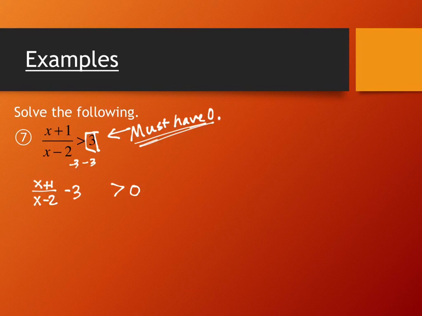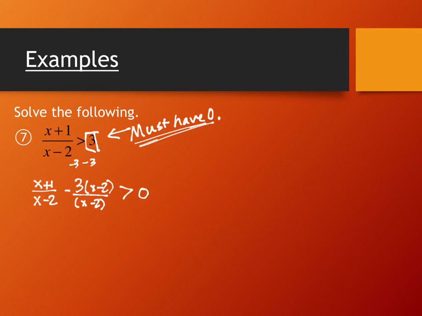I need to get a common denominator. So yes, I need this to have a -3 above. I need the denominator to be an x minus 2. But it has to be equal to what I started with, which means if I multiply the denominator by x minus 2, I have to do it to the numerator as well.